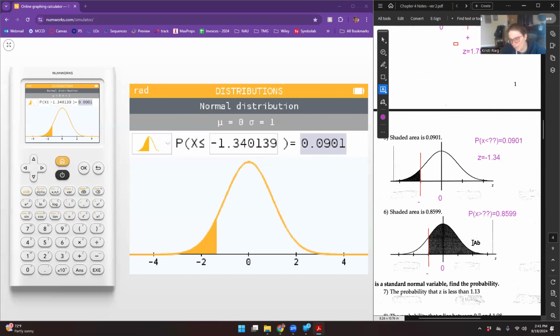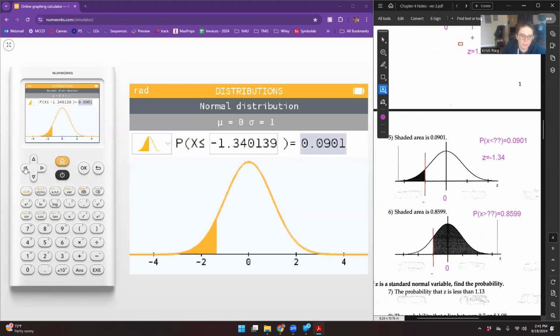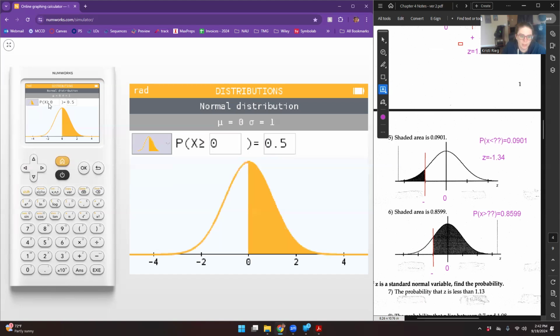Finally, I have a greater than situation. The line is over here to the left of 0, so I'm expecting a negative answer. So the first thing I'm going to do is change this to greater than, because I need my symbol to be correct. Then I know what the probability is. I know the shaded area, or the probability. So over here, I will type in 0.8599.